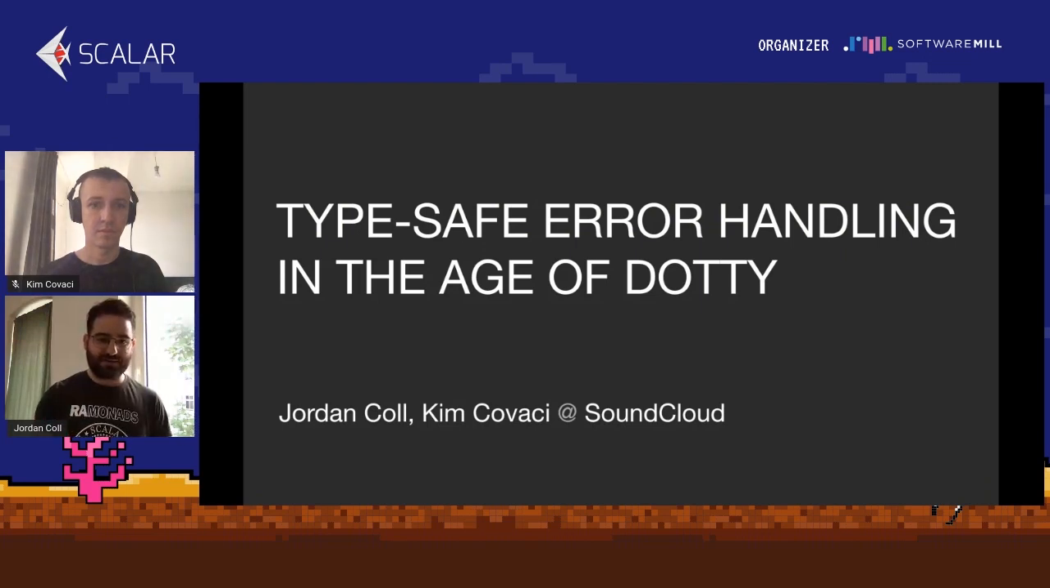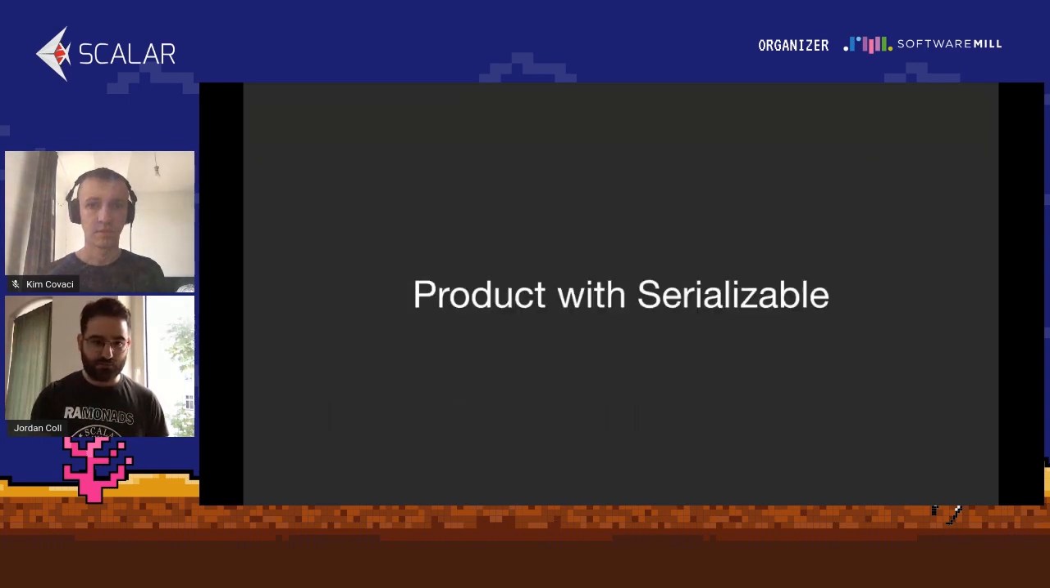But first, before we get started talking about Dotty, let's talk a bit about some of the problems that we currently have. Let's talk about Product with Serializable. This is a type that we've all run into, but never on purpose. Product with Serializable is the common supertype of all case classes.